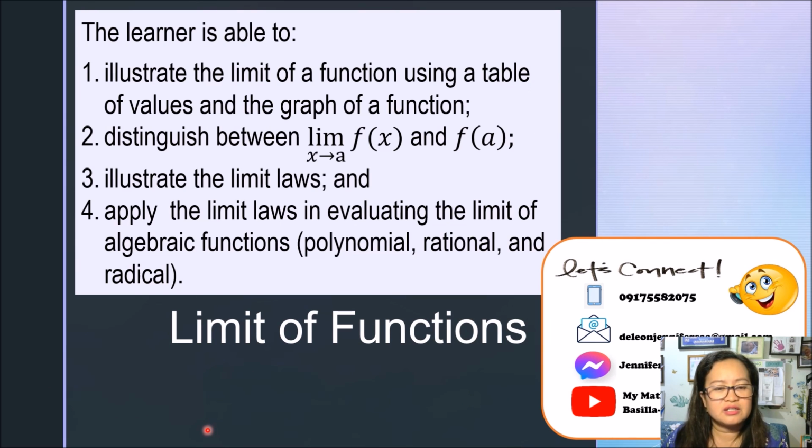Illustrate the limit of a function using a table of values and the graph of a function. Distinguish between the limit of f of x and f of a. Then illustrate the limit laws and apply the limit laws in evaluating the limit of algebraic functions such as polynomial, rational, and radical. So again, that's our lesson for today.